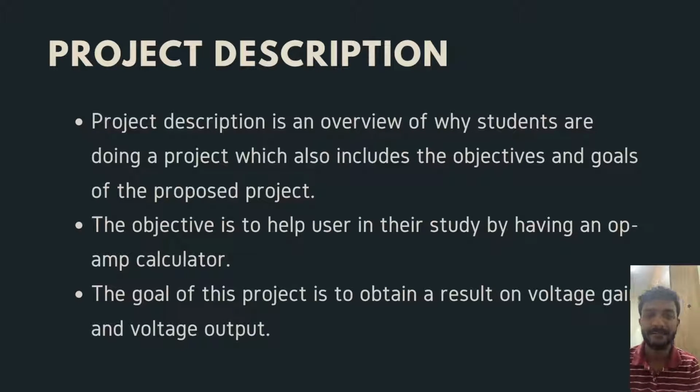Well, the next slide is the project description. Project description is an overview of why students are doing a project, while also including the objectives and goals of the proposed project. The objective is to help users in their study by having an OpAmp calculator. The goal of this project is to obtain a result on voltage gain and voltage output.